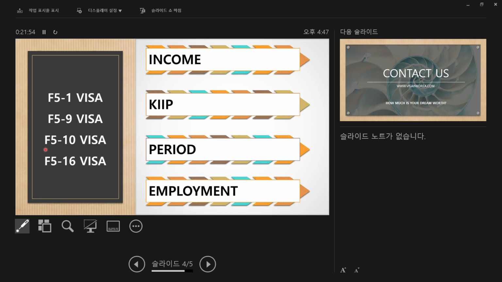It doesn't matter about the major. The income, GNI, one time the previous year, right? And then KIIP stage 5 completion. And the period is very important.